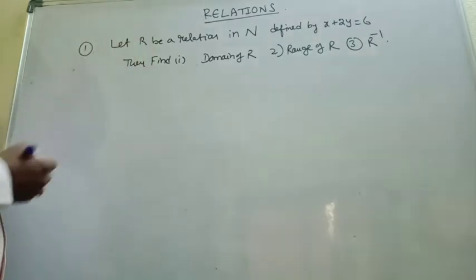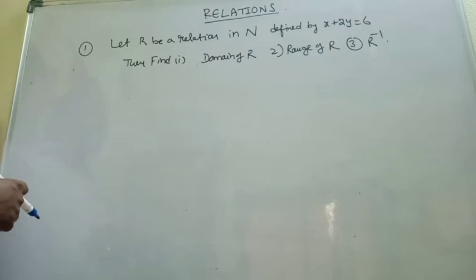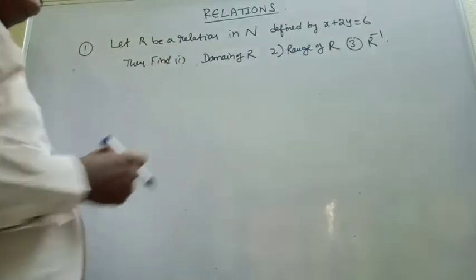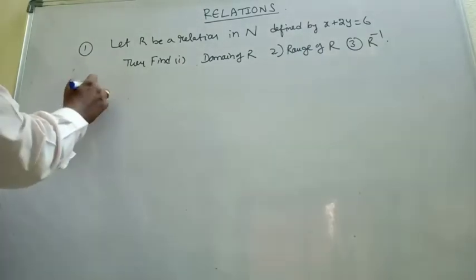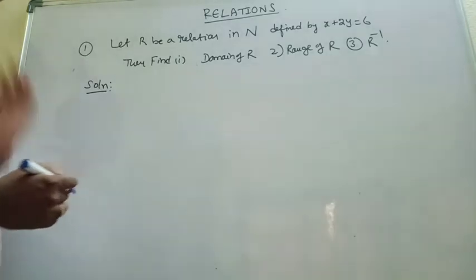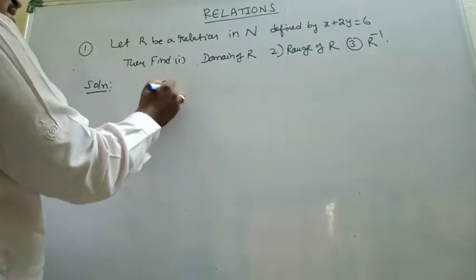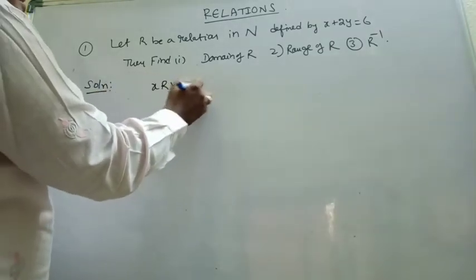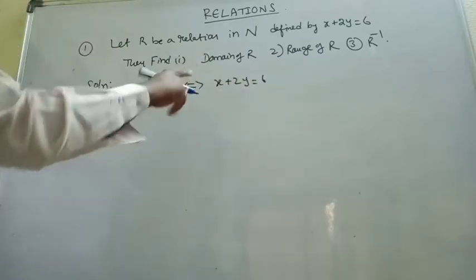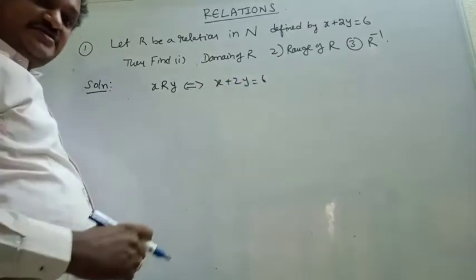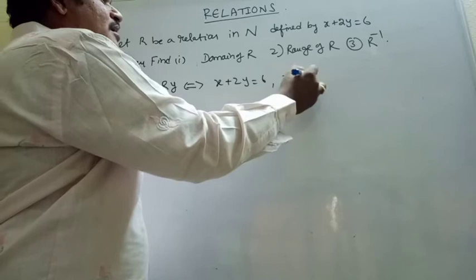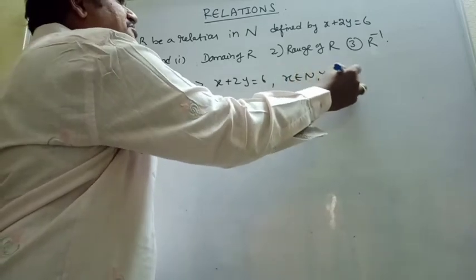Let R be a relation in N defined by x plus 2y equal to 6. Then find the domain of R, the range of R, and R inverse. You see my dear students, first of all, how the relation is defined: x related to y, x plus 2y equal to 6. This is the relation connecting x and y, where x belongs to N and y belongs to N, natural numbers both.